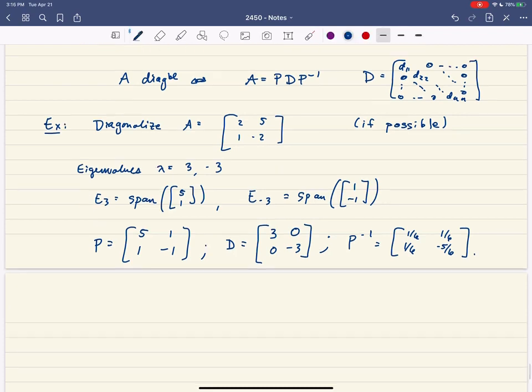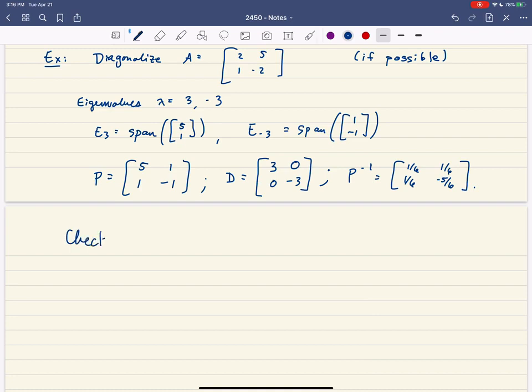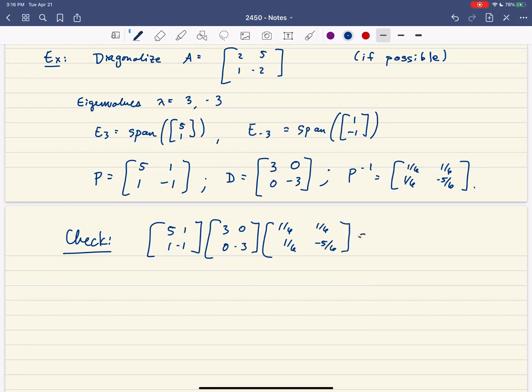And it turns out, if we check this, and I'll leave this again to you to check. When I say I'll leave this to you to check, what I mean is pause the video, write it down on a sheet of paper, and multiply out these 3 matrices. If you take 5, 1, 1, -1, times 3, 0, 0, -3, times 1/6, 1/6, 1/6, -5/6, and you multiply all of those, what you're going to get is 2, 5, 1, -2, just like we wanted. Okay, and so that's how we diagonalize a matrix.